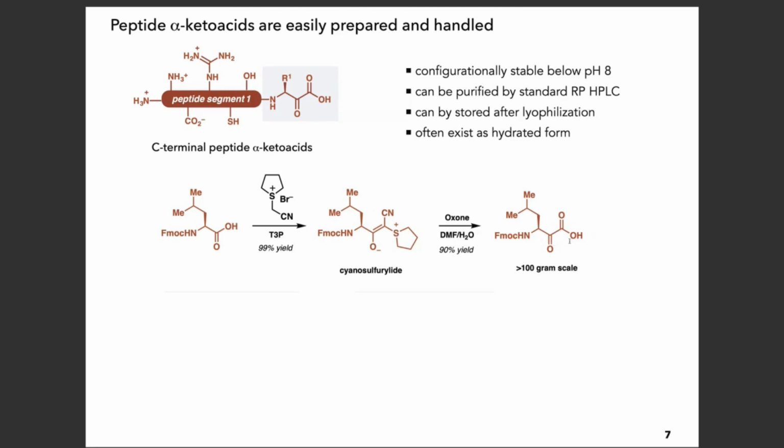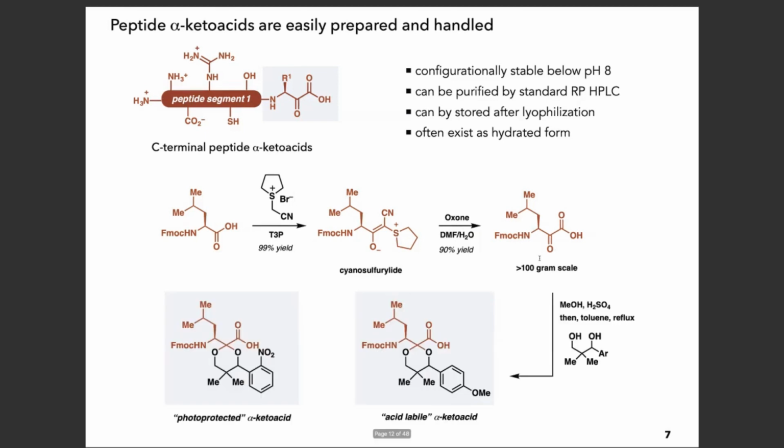And this is very reliable chemistry that has been done on gram scale, and I believe now kilogram scale as well. And once we have the keto acid, what we need to do is protect it so that we can incorporate it onto a standard resin. And we do this with a specially designed protecting group. So we have this kind of diol with an aromatic group here. And we can form this protected keto acid that is acid labile that will cleave with TFA.